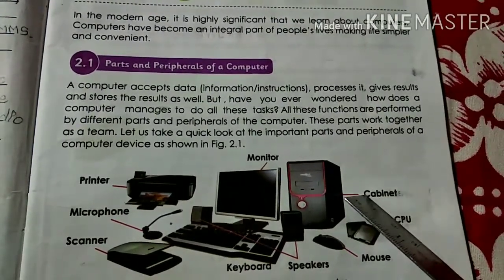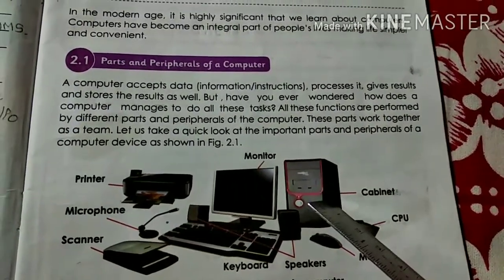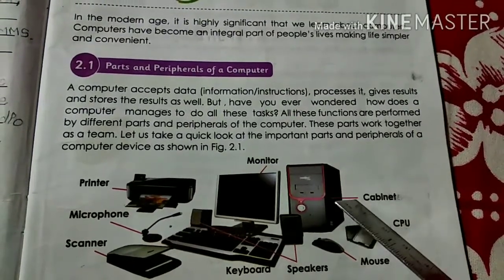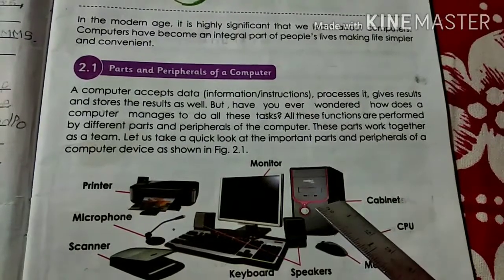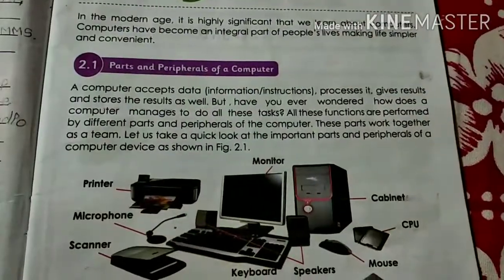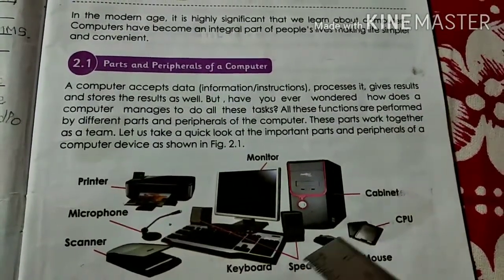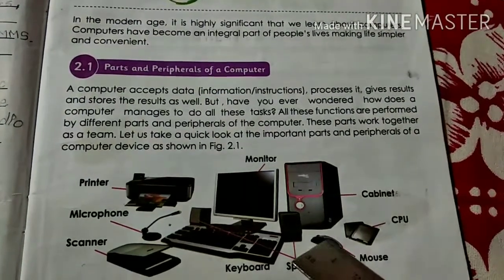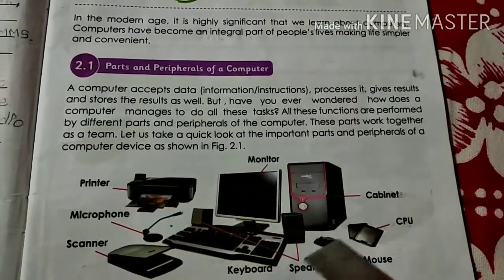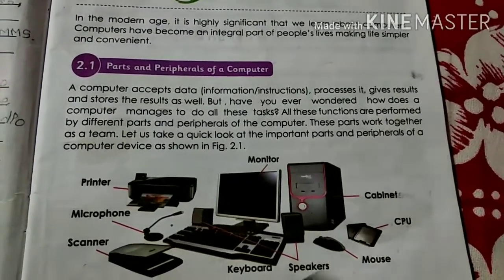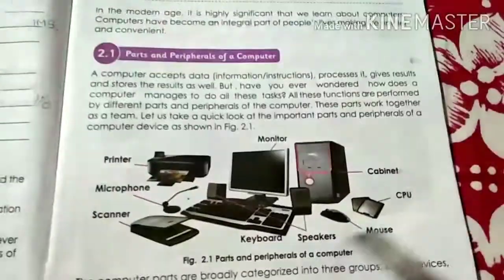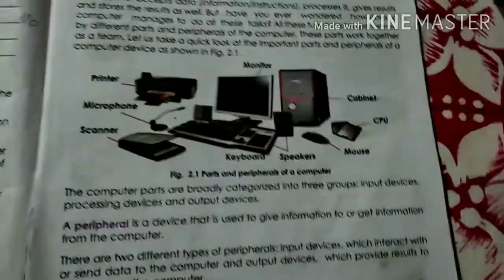Next, this is cabinet, which helps us to process our instructions. This is CPU, which is located inside this cabinet. Next is mouse. With the help of mouse, we can select any kind of folder, document. It helps us to open any kind of folder, browser. So these are the parts and peripherals of computer.